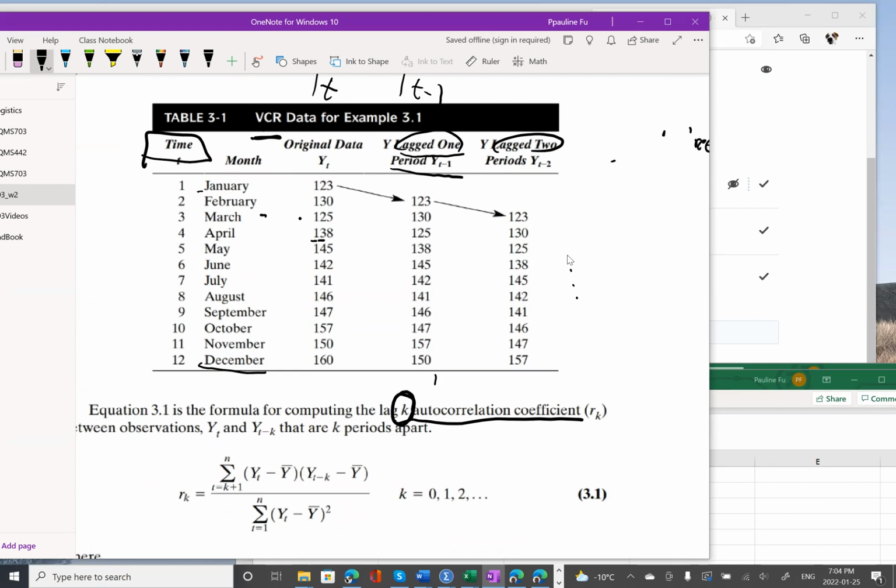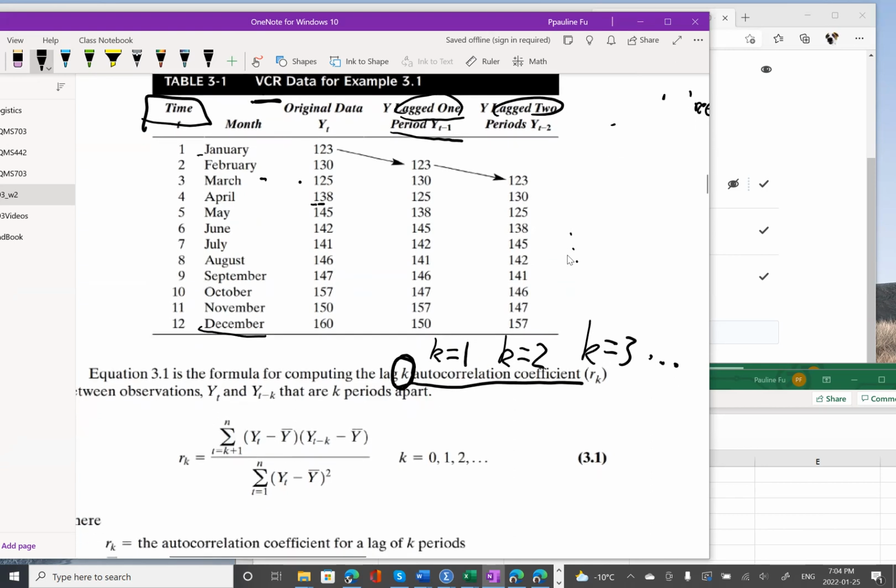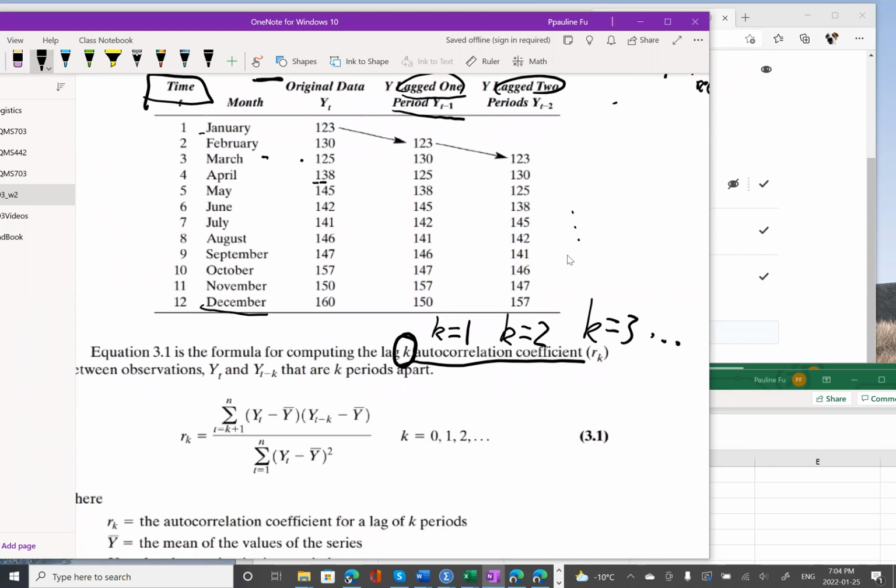K could be 1, which means lag 1. K could be 2, which means lag 2. K could be 3, et cetera. So if you want to calculate the K autocorrelation coefficient, this is the formula, 3.1.